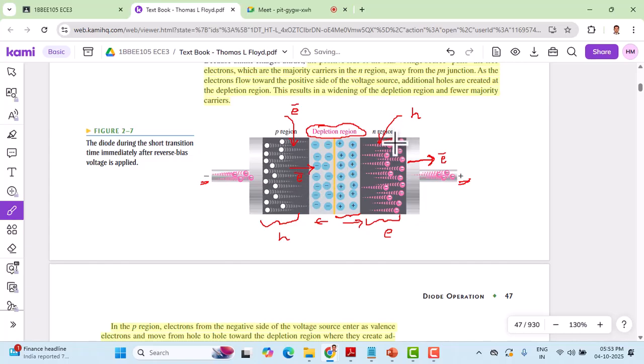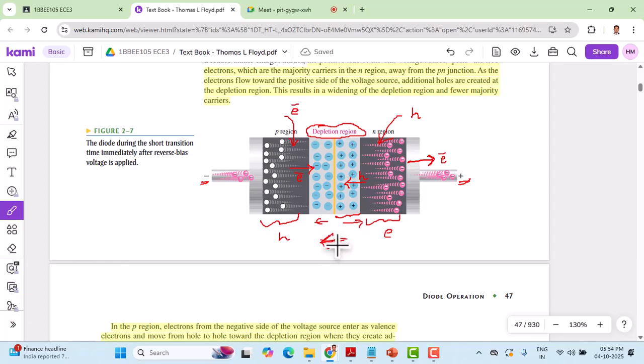And look at what happens to the holes. For holes, the positive terminal of the battery acts as a repeller. It repels them, and the holes keep moving towards the junction. So this is the movement of holes. That means minority carriers in the N region and P region keep moving towards the junction and cause a current flow. If you ask which direction the current will flow, current will flow from N to P.